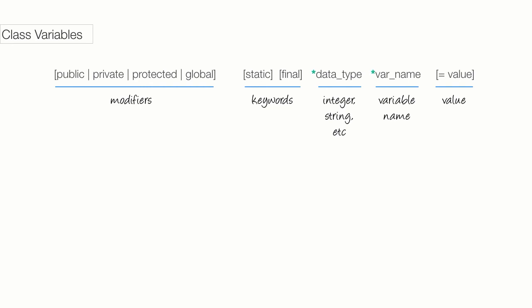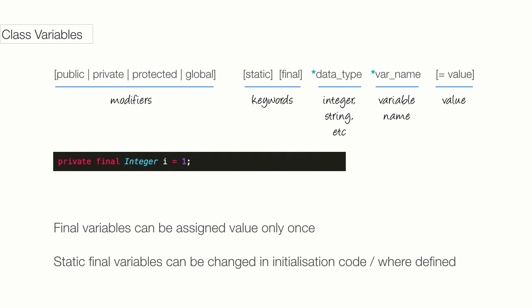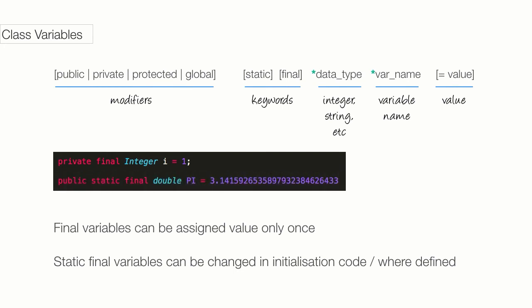We just talked about access modifiers like private, protected, public, and global just a moment ago. Final variables can only be assigned a value once, either when you declare a variable or inside a constructor. You must assign a value to it in one of these two places. Static final variables can be changed in static initialization code or wherever defined. To define a constant, you want to use both static and final keywords.